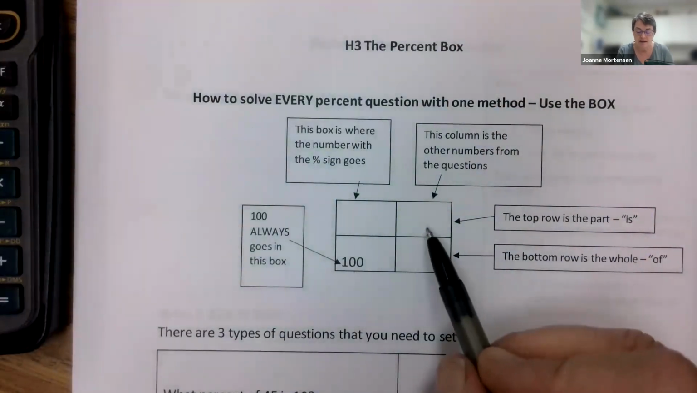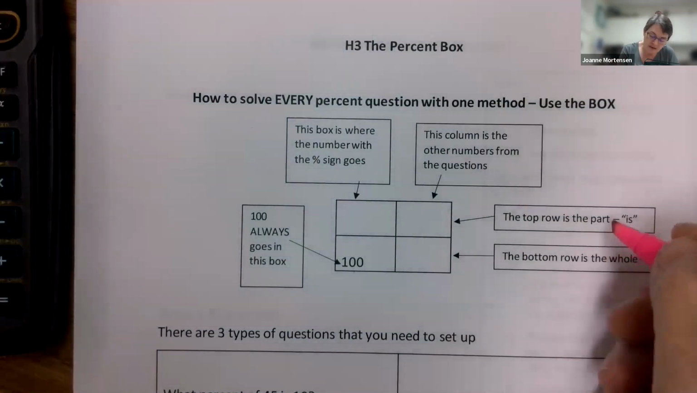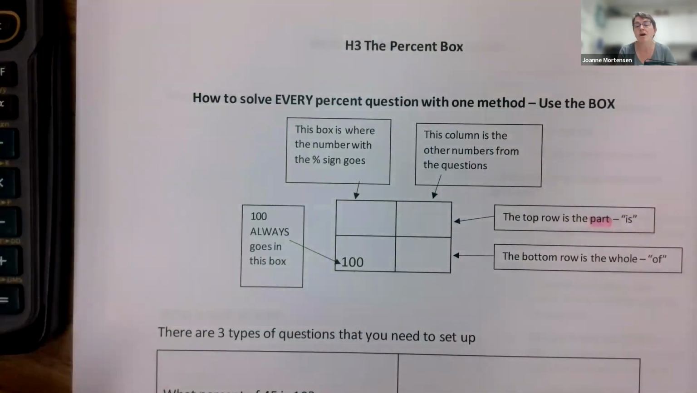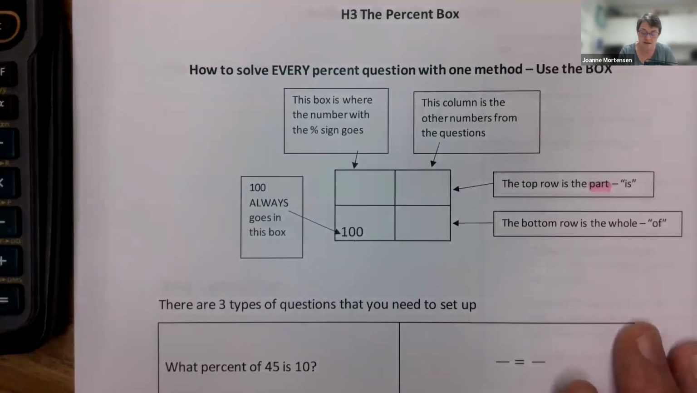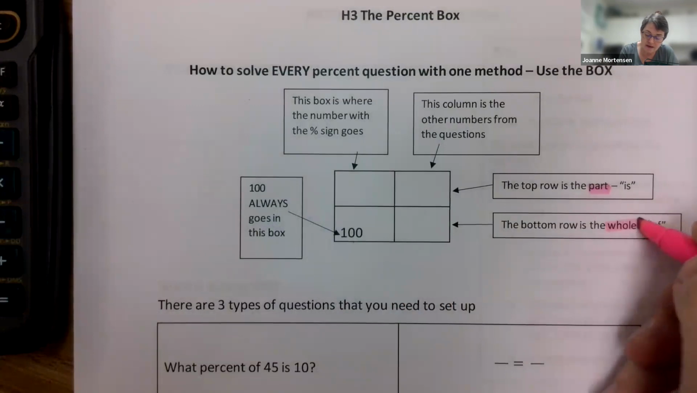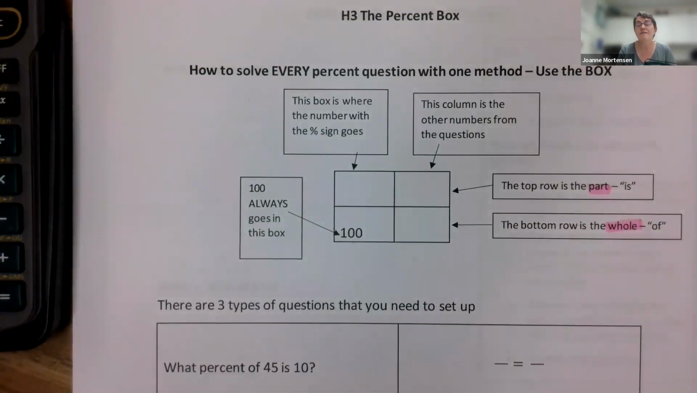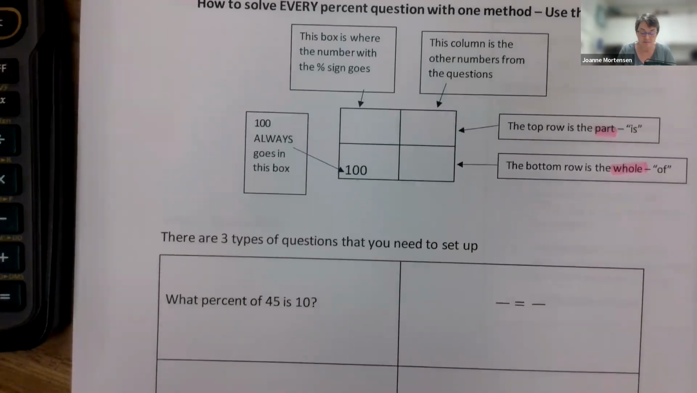The top row is the part, and it almost always follows the word "is," and the bottom number is the whole, and it almost always follows the word "of." If I try really, really hard, I can probably mix these or change that around so that it's not as straightforward, but for 95% of your questions, you'll be able to pick it out pretty easily.